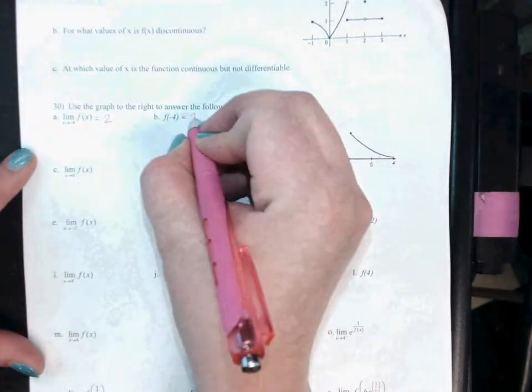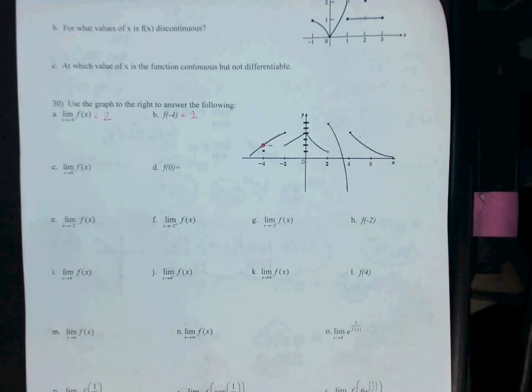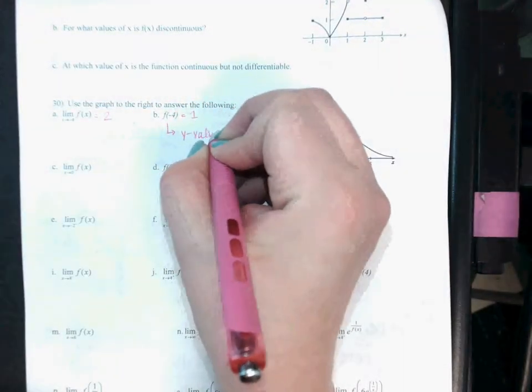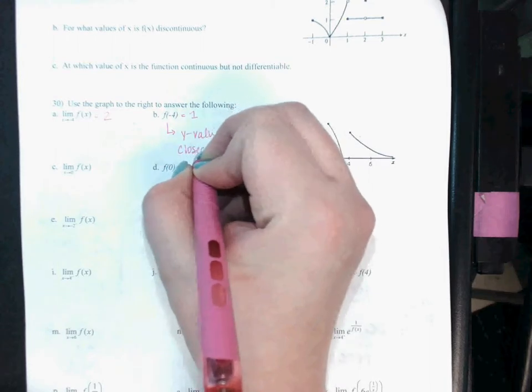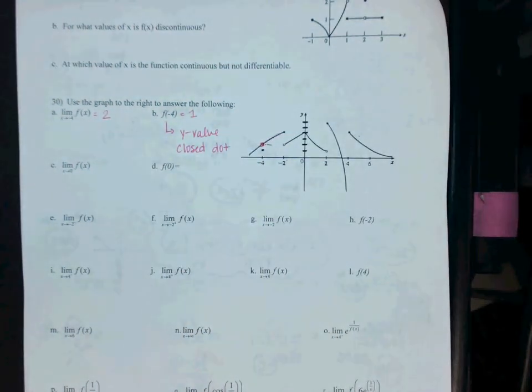Very good. So remember, your limit, you're looking from the left and the right side, making sure they're going to the same place. But for f of negative 4, that's a y value. And a y value would be the closed dot on your graph. So if it was just an open dot, then it'd be undefined, correct.